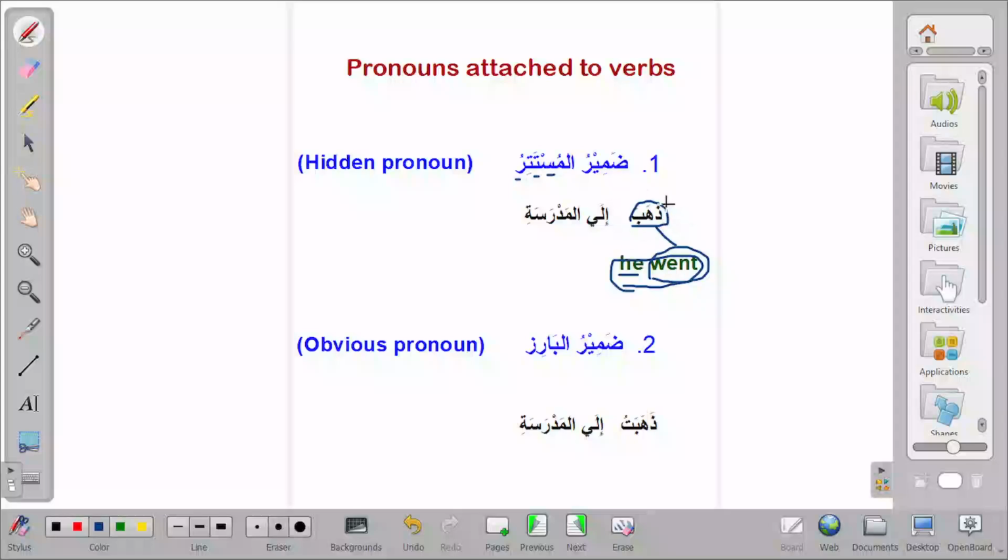And the clear example is when you have zahaba. Okay, zahaba. The verb is just went. But in Arabic, we don't say went. We say what? He went. And all the verbs, they come in the past tense form, they come with the pronoun he attached to it. But that he is not written. But we are assuming it is there. And it is what? Hidden.